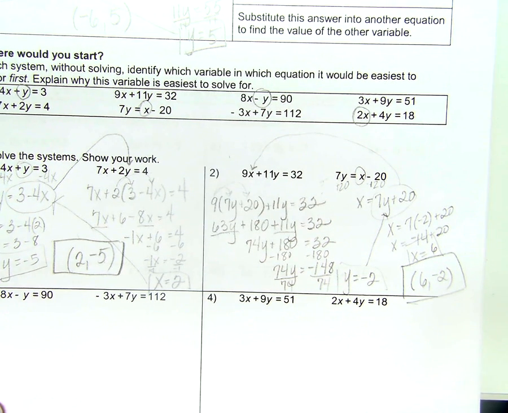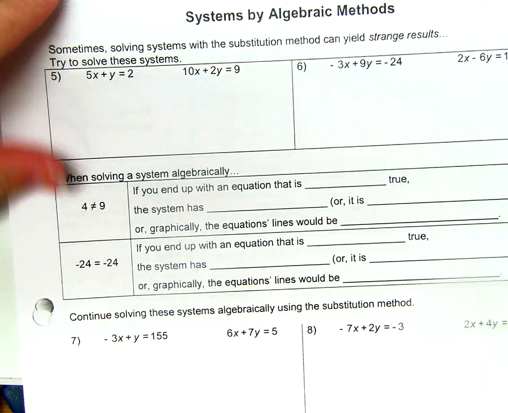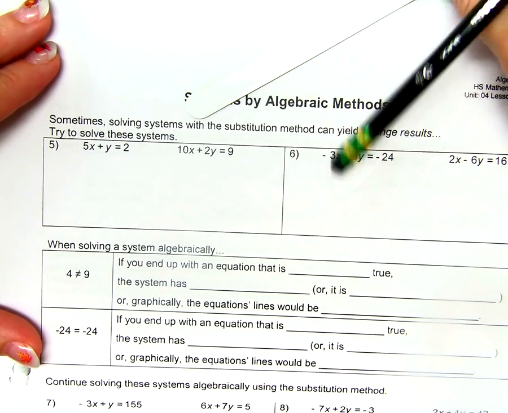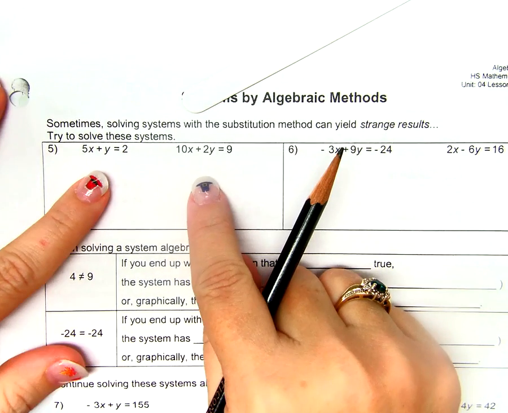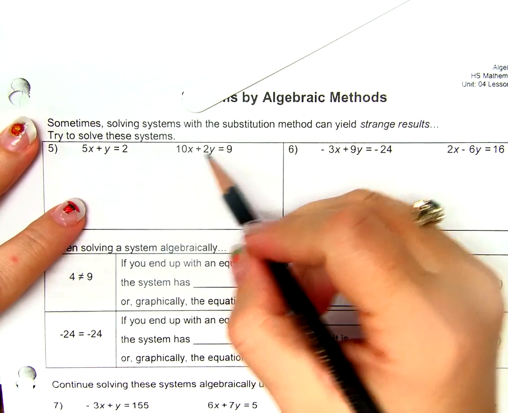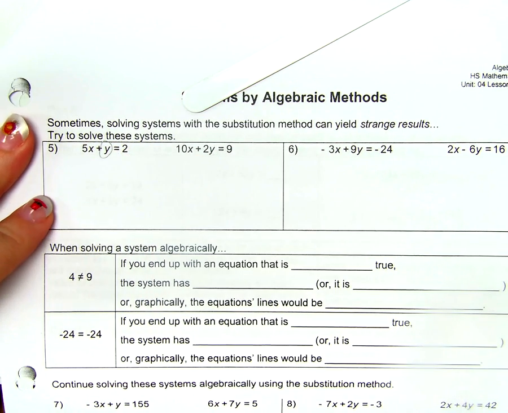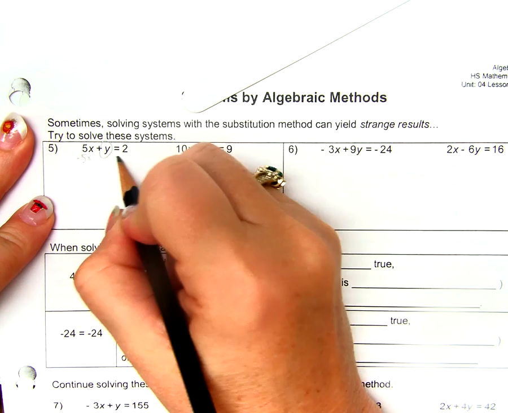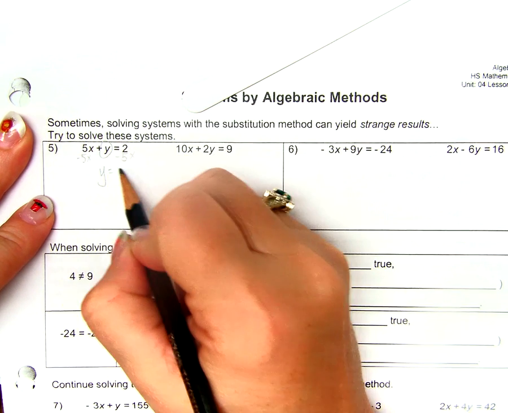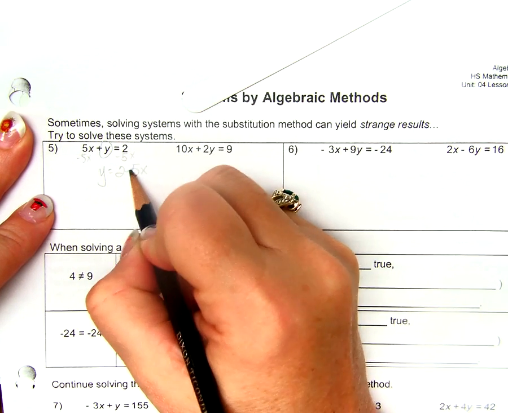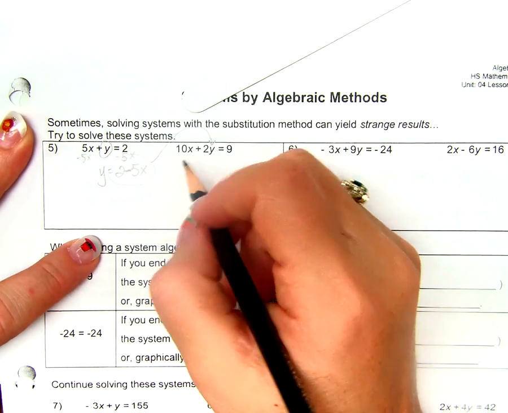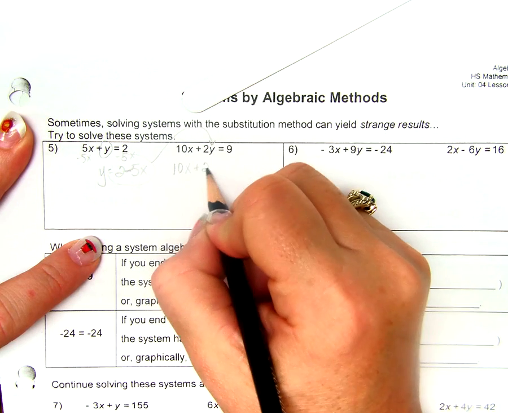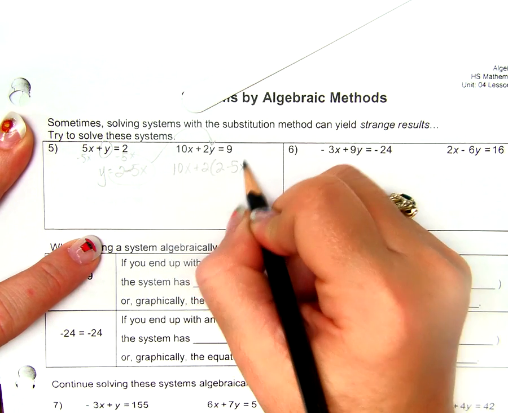Questions? Turn the page. Number 5. Which one's the runt? Which y? First y? Okay, so what do I do to solve for it? Subtract 5x from both sides. y equals 2 minus 5x. Take 2 minus 5x and plug it in right there for y in the other equation. 10x plus 2 times (2 minus 5x) equals 9.